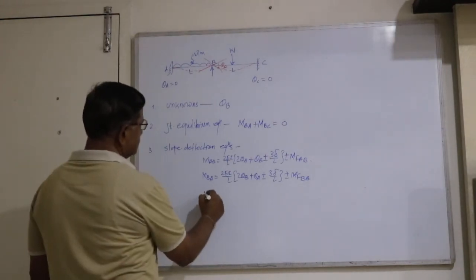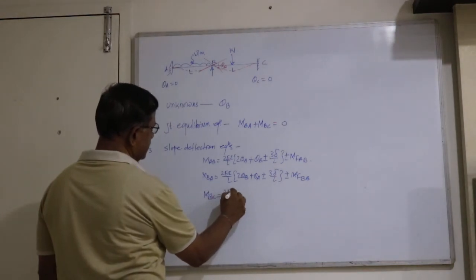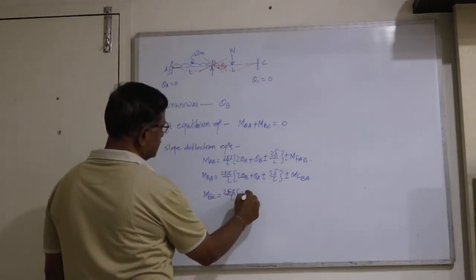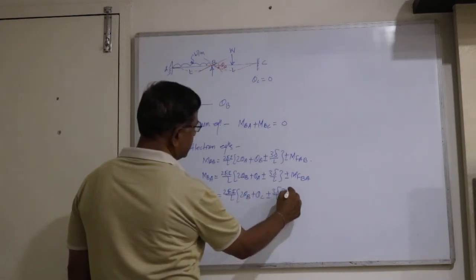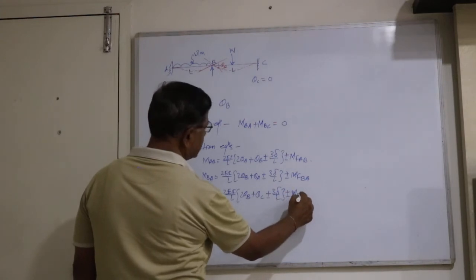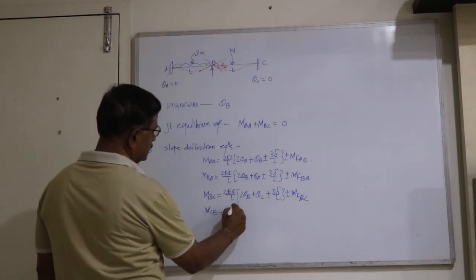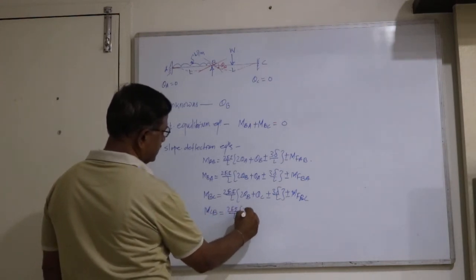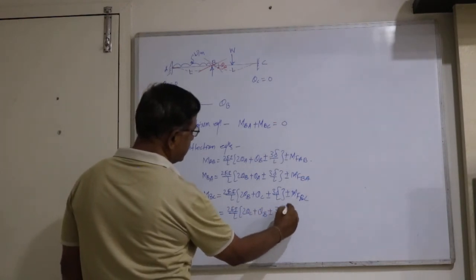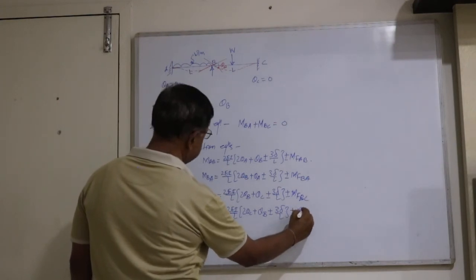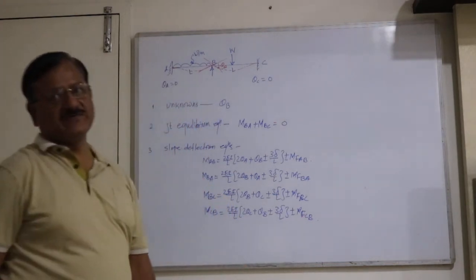Then MBC equal to 2EI upon L into 2 theta B plus theta C plus minus 3 delta upon L plus minus MF BC. Then the last, MCB equal to 2EI upon L into 2 theta C plus theta B plus minus 3 delta by L plus minus MF CB. So these are the slope deflection equations.